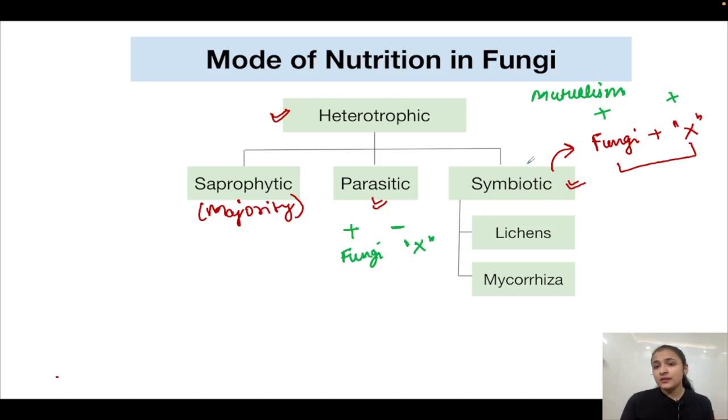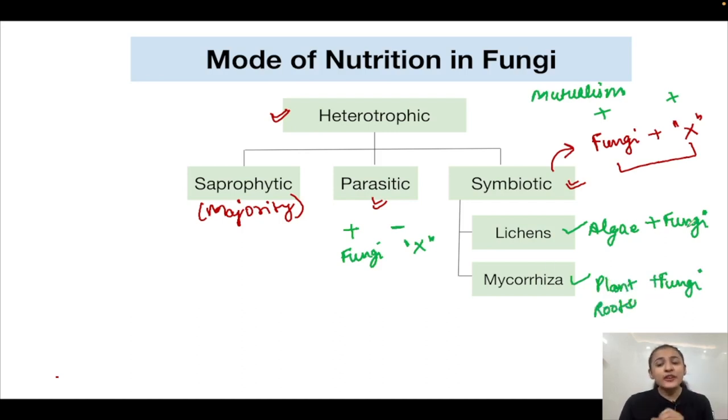Now, in mutualism, fungi have two kinds of associations, that is lichens and mycorrhiza. So what happens in lichens? Lichens are associations of algae and fungi. They live in mutually beneficial associations. What are mycorrhiza? In mycorrhiza, fungi are present in association with plant roots. Those structures are known as mycorrhiza, and when fungi live in association with algae, those structures are known as lichens. So these are the two kinds of symbiotic associations in which fungi exist as symbiotic parties and show mutualism.